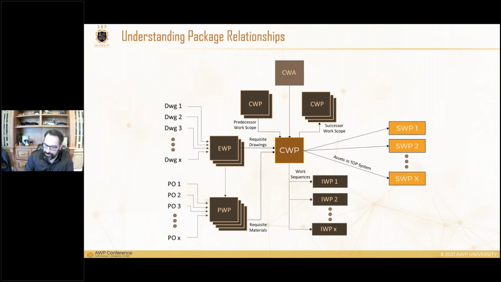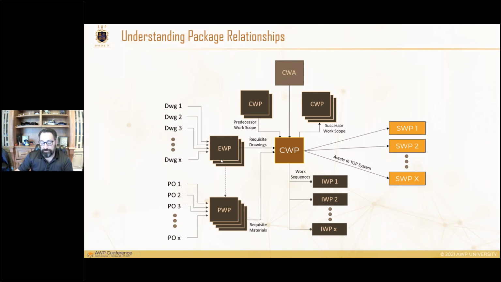So from a CWP point of view, what are all the effects? What are all the packages tied to it? And what are the inputs and outputs to it? So from the CWP, obviously predecessor CWP work and successor CWP work are heavy influences on the CWP. The CWA is the parent to the CWP, so multiple CWPs will make up the entirety of a CWA. CWPs don't cross boundaries of CWAs. So the CWA is the parent of many CWPs to that CWA.